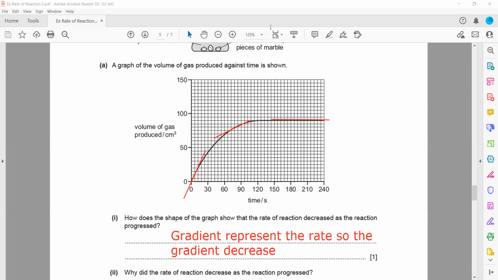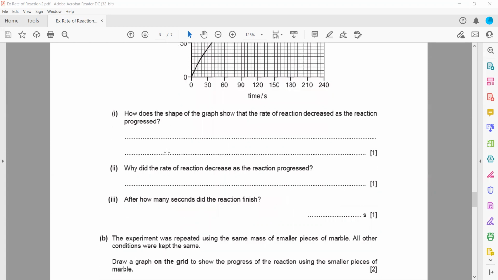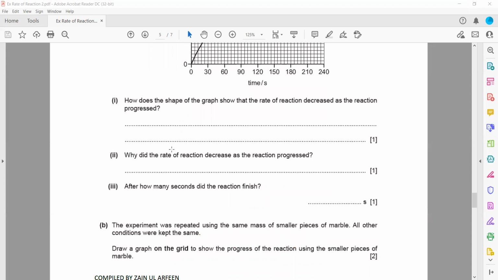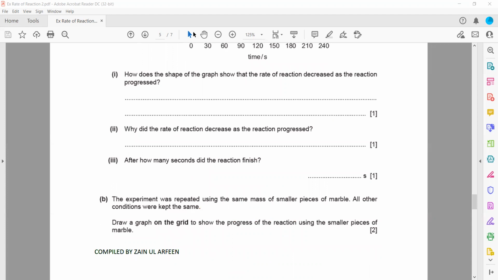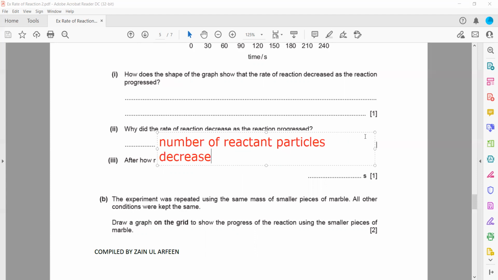Then the second part, why did the rate decrease as the reaction progressed? So why is the rate decreasing? Because in the beginning you will have more particles of the reactant, but with the passage of time, the number of reactant particles decreases. That's why the rate of the reaction is also decreasing.